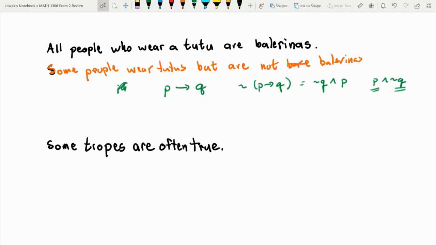So then we have some tropes are often true. Again, some is an existential quantifier. Negating the statement turns that into a universal quantifier. So we can say all tropes are, and then we negate the statement, so let's say always false.